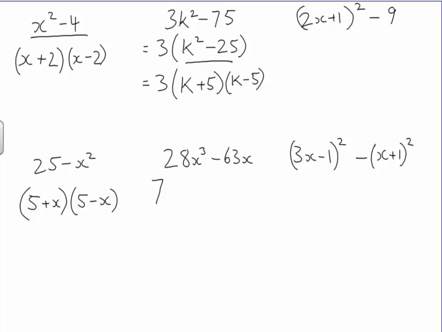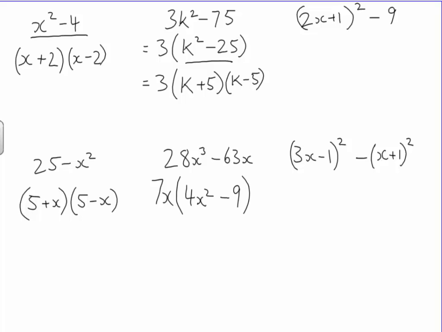And then you'll notice the x cubed and the x, they both have x in them, don't they? So if I take 7x out the front, if I do that, to get from 7x to 28x cubed, I would need to have 4x squared in here. And to get negative 63x, I'd need to multiply 7x by negative 9.